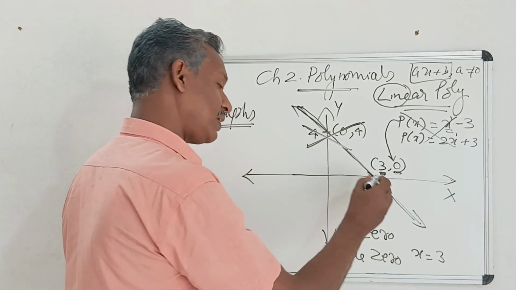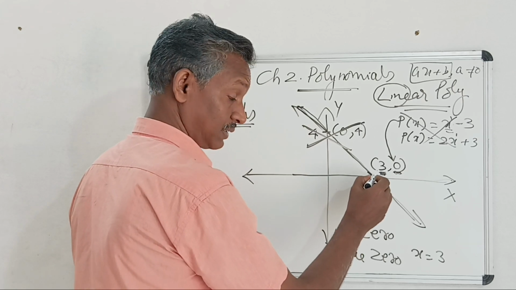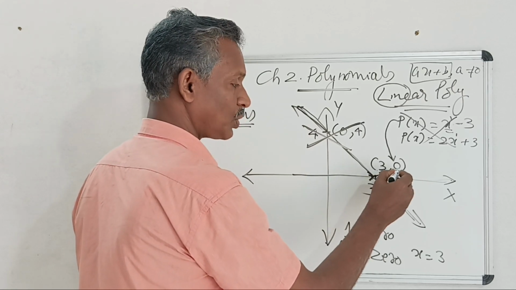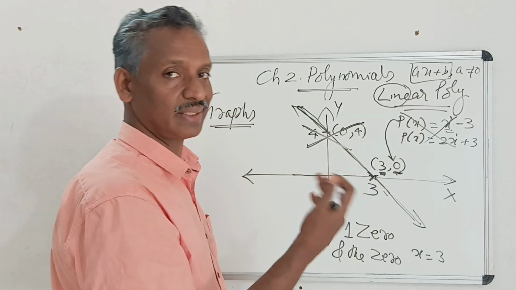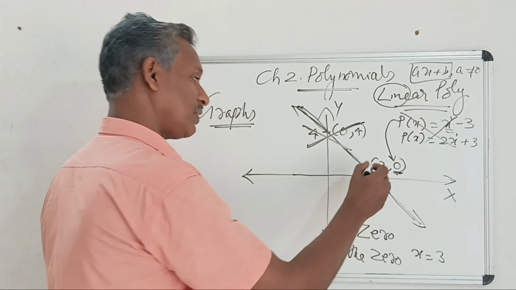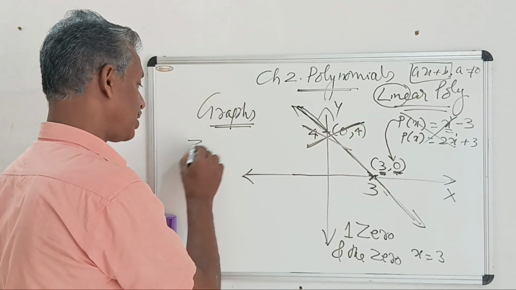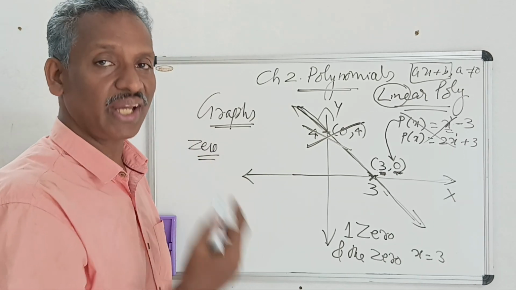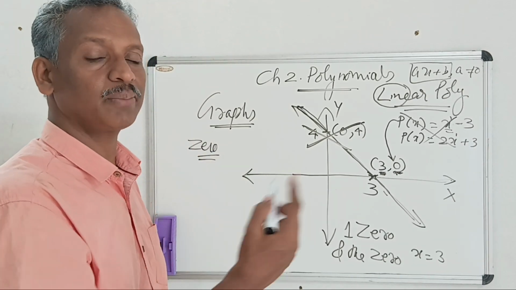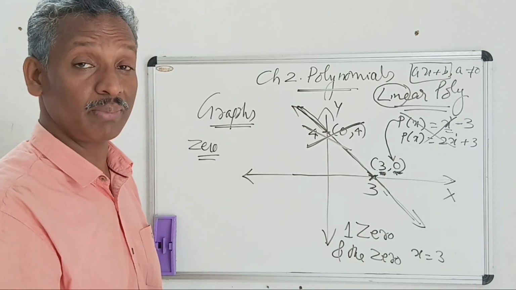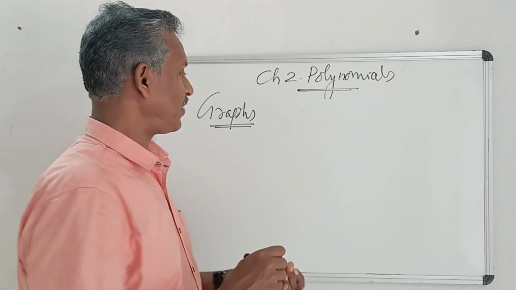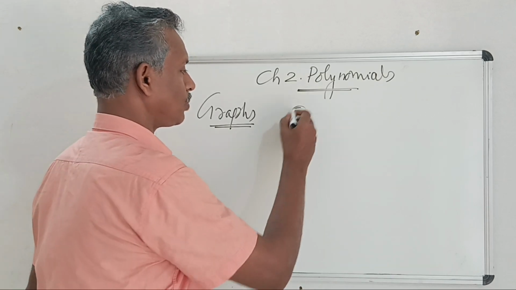Why? Where it is intersecting with the x-axis, at that point y is 0. Y means the polynomial is 0. So you know the definition of zero of a polynomial. Zero of a polynomial means the value of x which makes the polynomial 0. Polynomial means in the graph the y value. Okay.